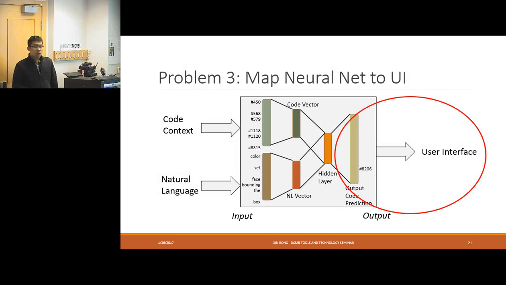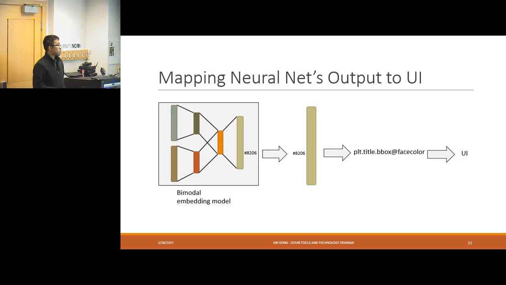Okay, the third problem we want to address is the user interface. This bimodal embedding model has these parts as input, and it has an internal representation of the code elements as embedding vectors, and then they are concatenated as a hidden layer. And then there is a softmax layer that generates a multinomial distribution. So the problem is, given this multinomial distribution over all possible code elements, where a code element again can be a module, function, parameter, or value, you can imagine this is a distribution over all of the possible elements.